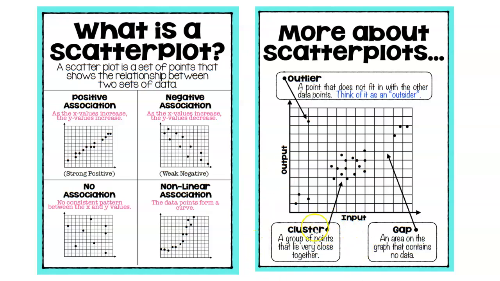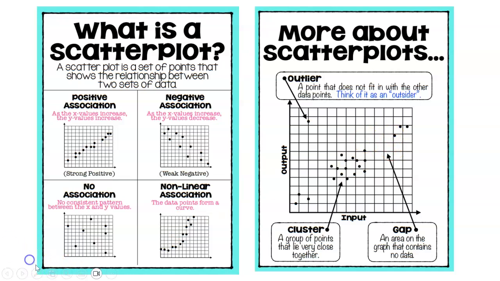Then there's also clusters. So if you see points that are grouped together, those are called clusters. So it's just a group that lives very close together. And then in between clusters, oftentimes you'll see what we call gaps. And those are just areas that contain no data at all.